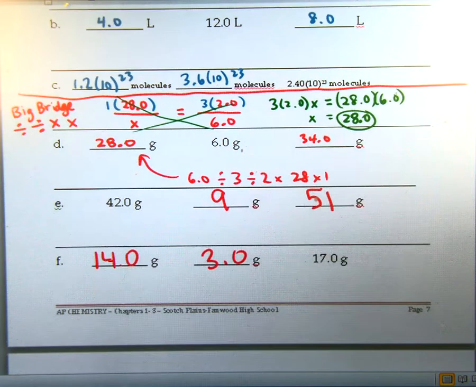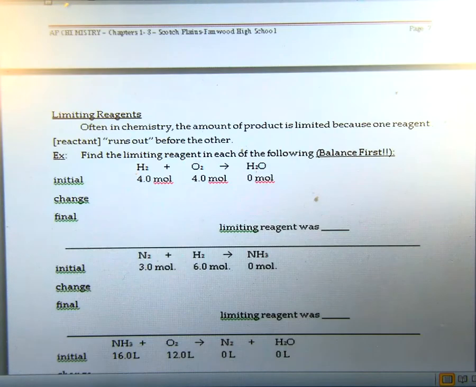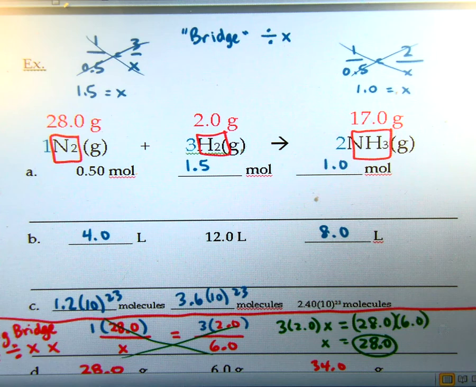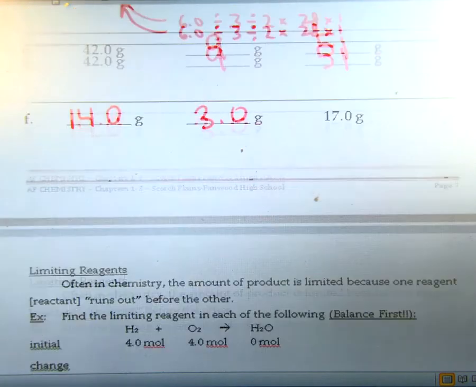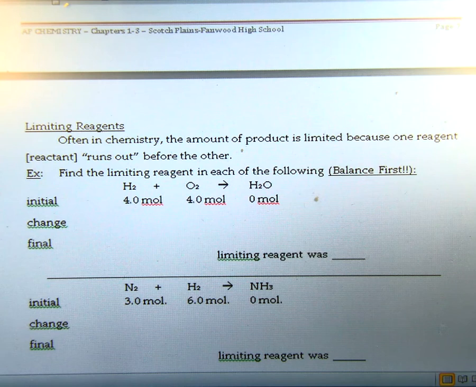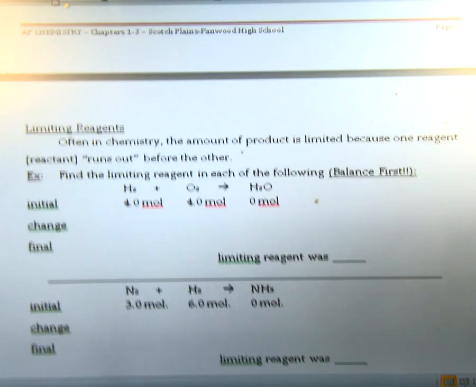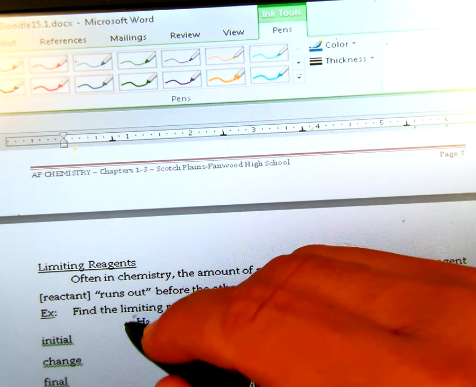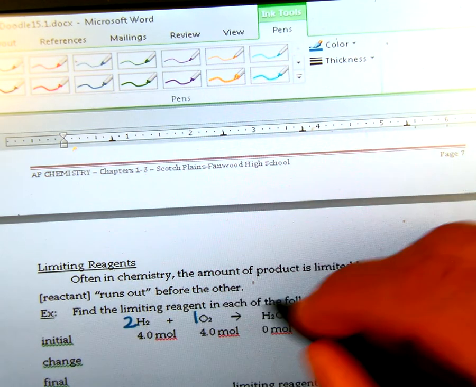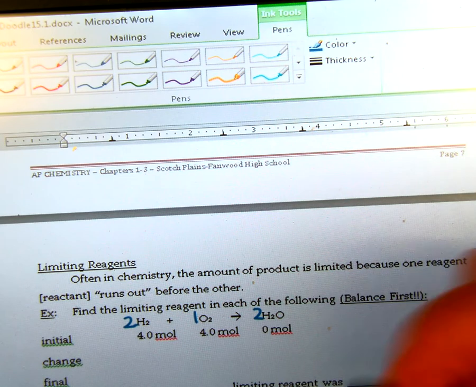Now we move on to the next topic, which is called limiting reagents. So in chemistry, very often a reaction is going to stop because one of the reactants has run out. So let's take this example and see what happens. If we balance this equation, we'd put a 2 here, a 1 here, and a 2 here. And now we have to figure out which of these two is going to run out first.